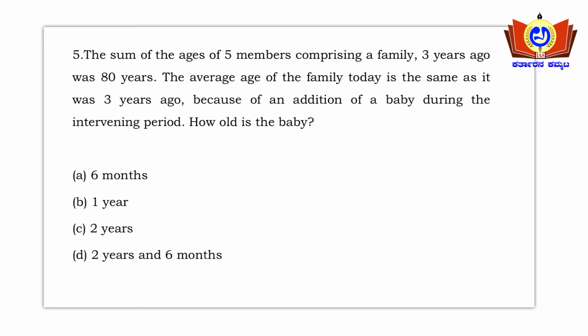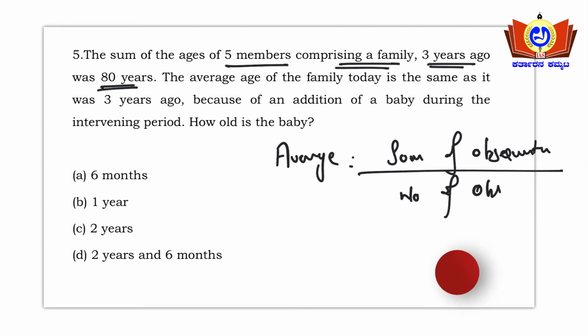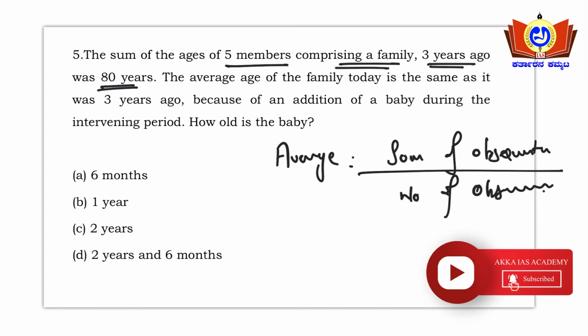The sum of ages of 5 members comprising a family 3 years ago was 80 years. Okay, so 3 years ago was 80 years. Here, we know that average will be sum of observations upon number of observations. Yes or no, my dear friends? Okay, so present age of the 5 members of the family.